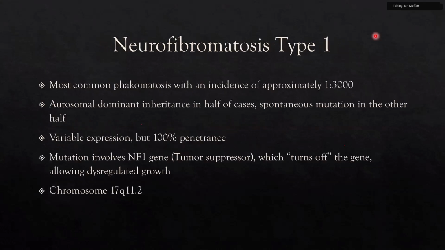So the first and most common phakomatosis is neurofibromatosis type 1. It's an autosomal dominant inheritance in half of cases and spontaneous mutation in the other half. There's variable expression, but 100% penetrance. The mutation involves the NF1 gene, which is a tumor suppressor. The mutation actually turns off the gene, allowing dysregulated growth, and is located on chromosome 17, q11.2.